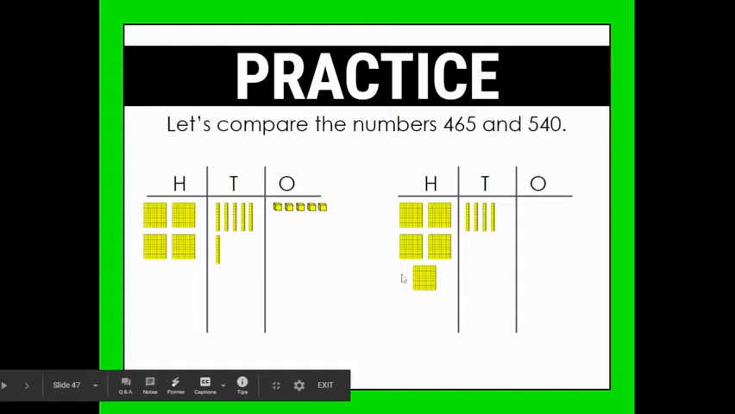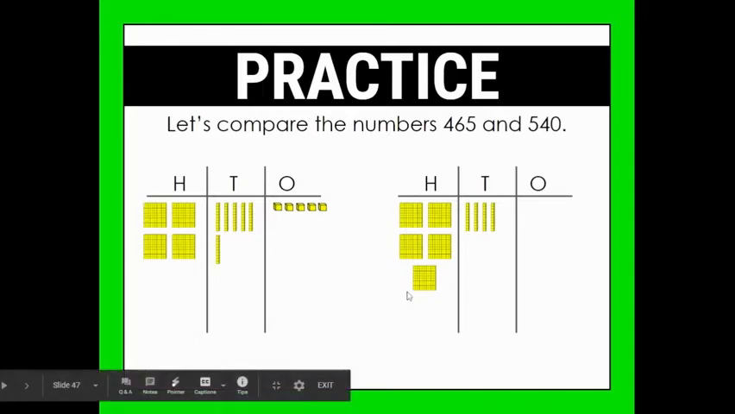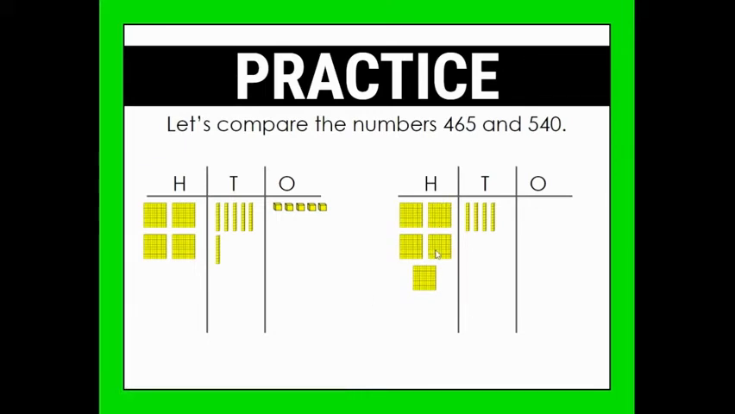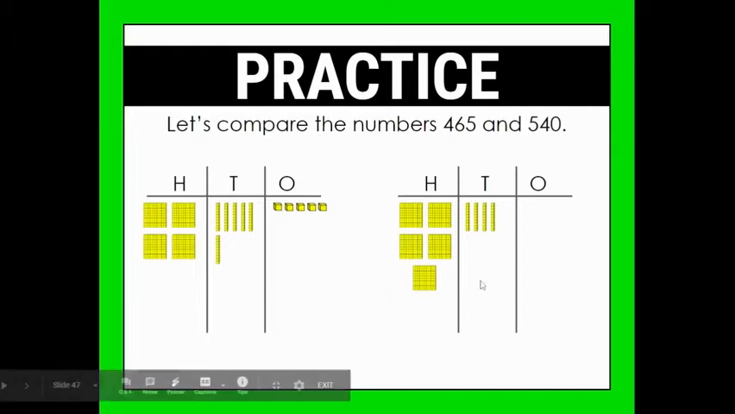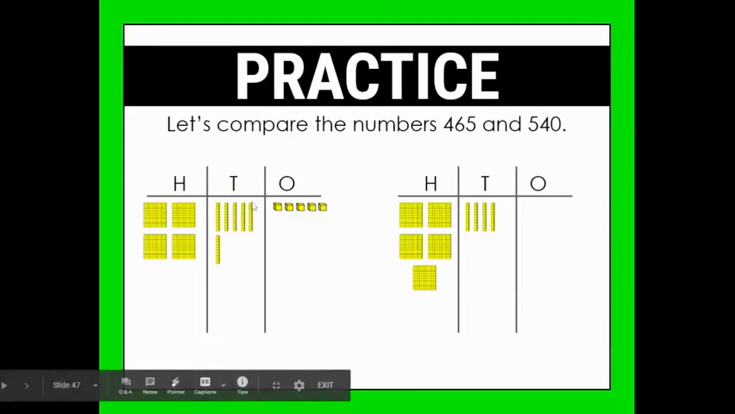So my hundreds. So in 465, I have 4 hundreds. In 540, I have 5 hundreds. Well, which one's bigger? Which one would you want? Would you want only 4 hundreds, or would you want 5 hundreds? There's more with 5 hundreds, so I know that 540 is the bigger number. I don't even necessarily need to look at my tens or ones because I already know that if I have 5 hundreds compared to 4 hundreds, the 5 hundreds is bigger.